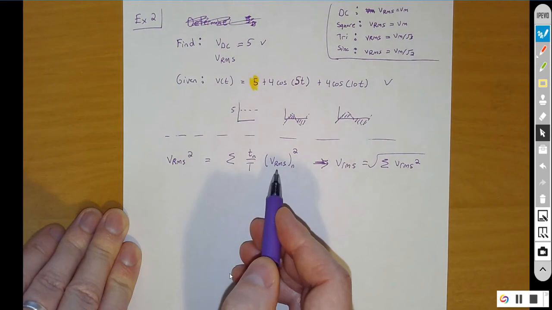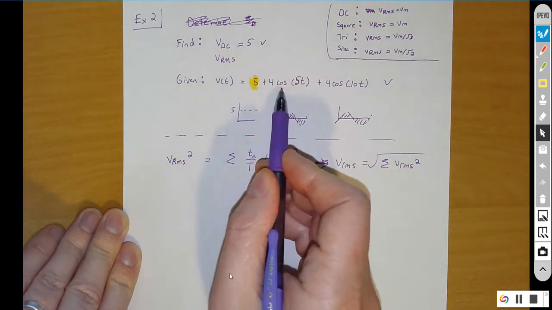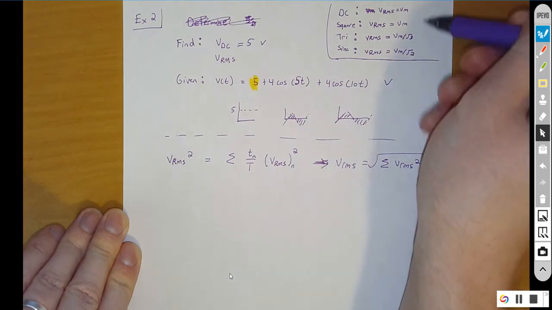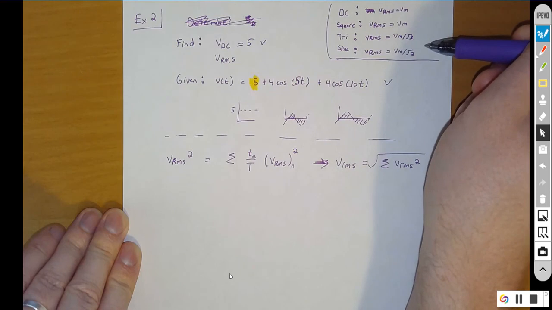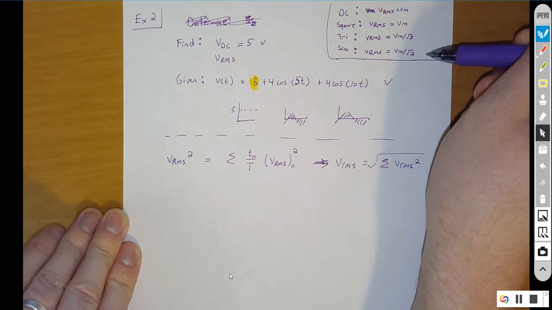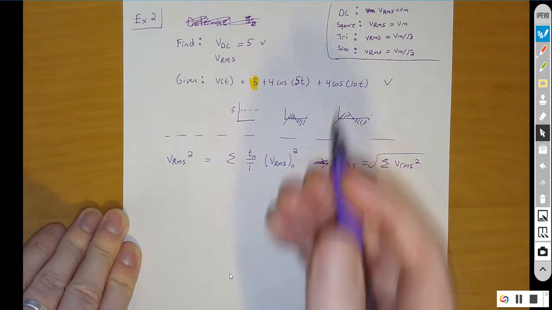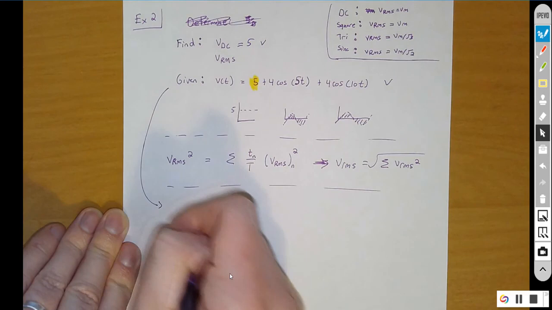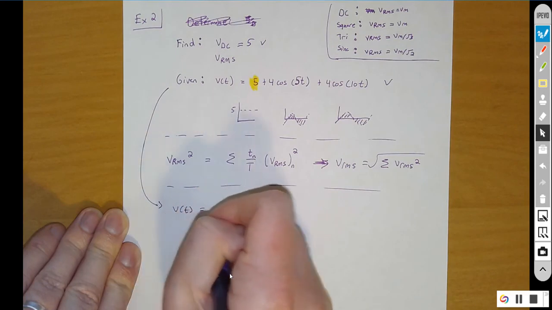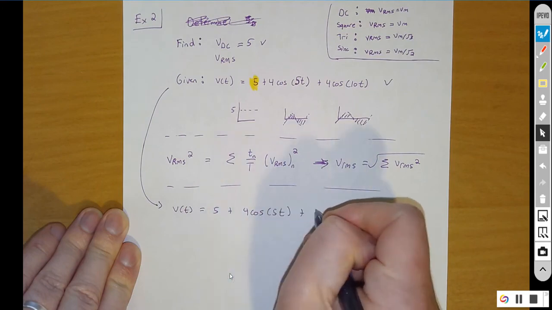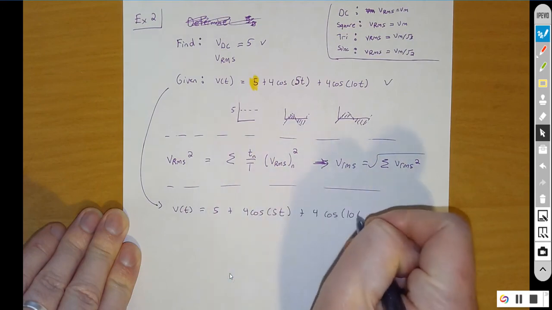This is nice because we could then evaluate each of these individually. It gets even better if we use these predefined shortcuts, because these are the common signals you're going to see: DC signals, square waves, triangle waves, and sine waves. These are basically everything you're going to see, like 90% of the stuff. So let's try that with our signal. We have V of t equal to 5 plus 4 cosine 5t plus 4 cosine 10t.